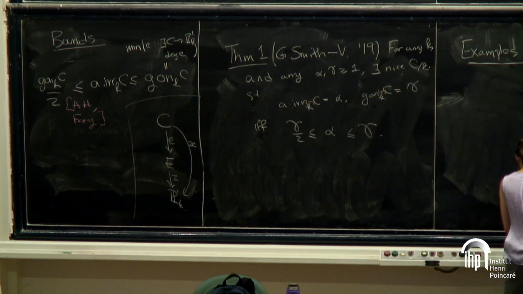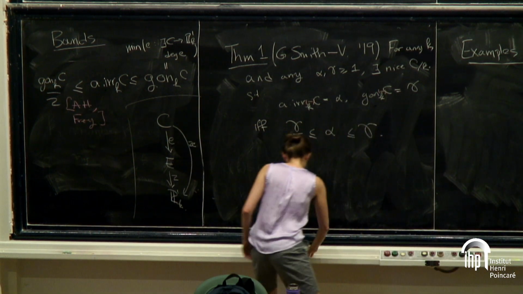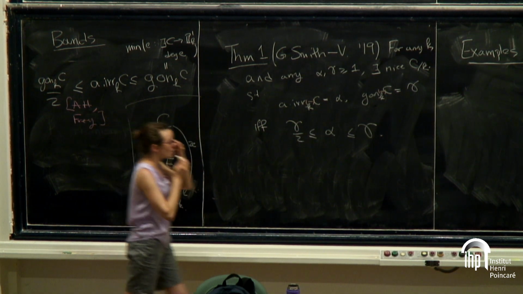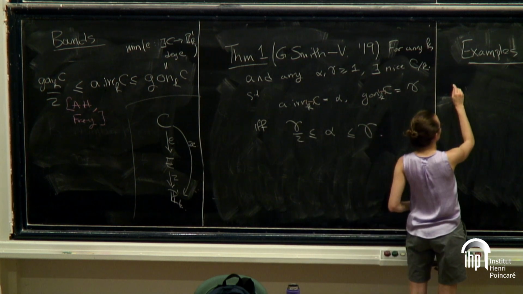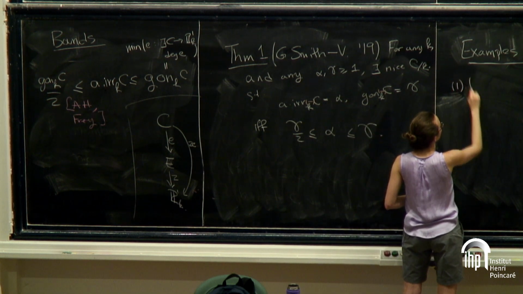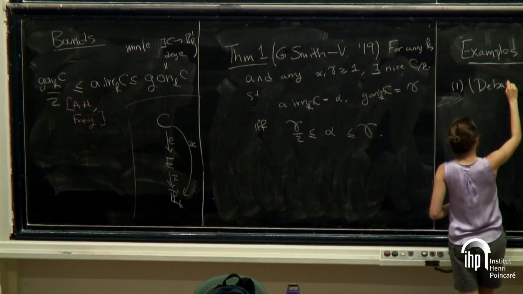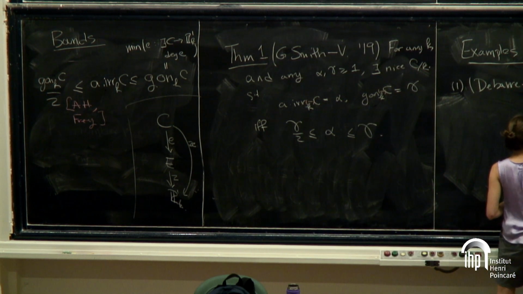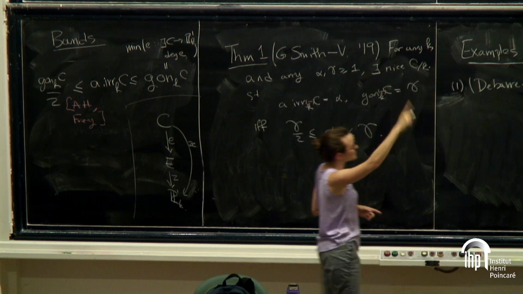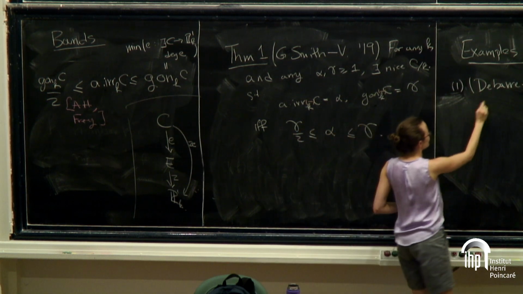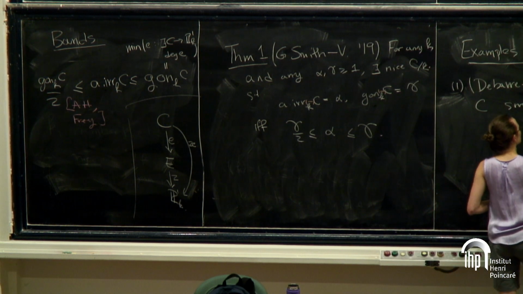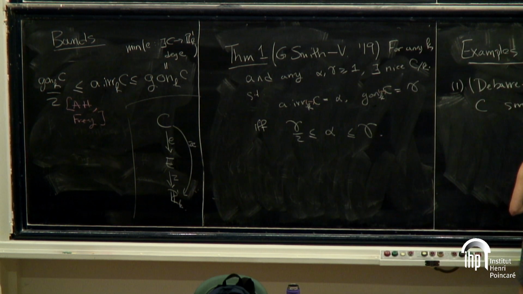All right. So examples with equality. The first examples of this type, which actually got me into this entire project, are in a beautiful paper of Debarre and Klassen, also from the 90s when all of this stuff was going on, which is when C is a smooth plane curve of degree d at least 8.